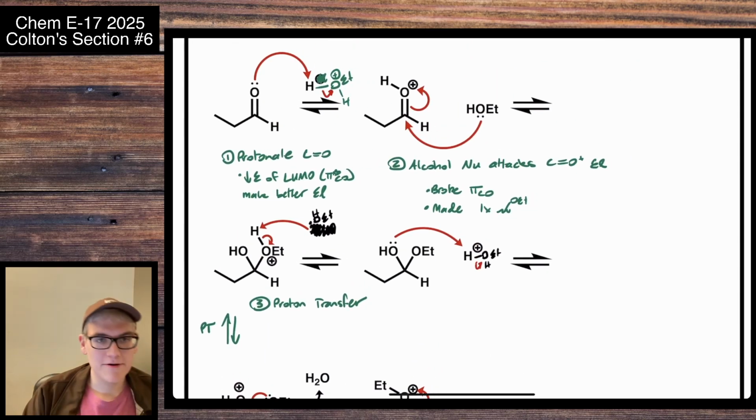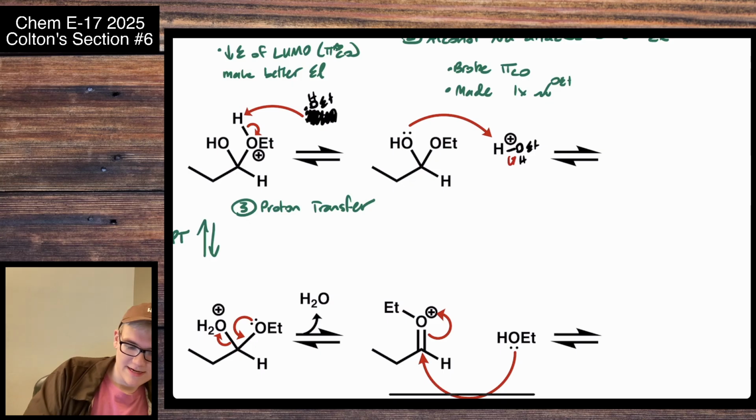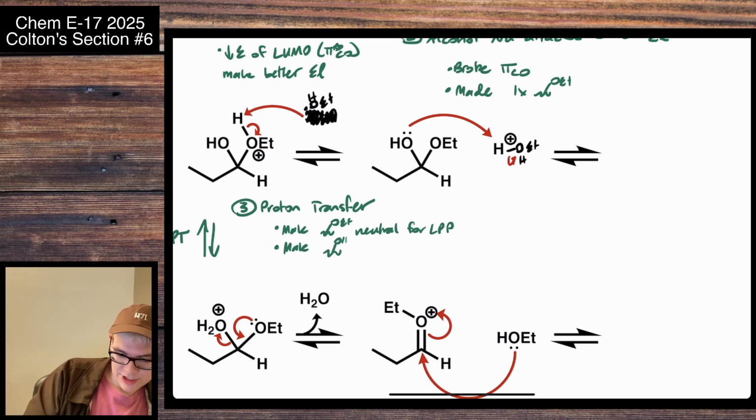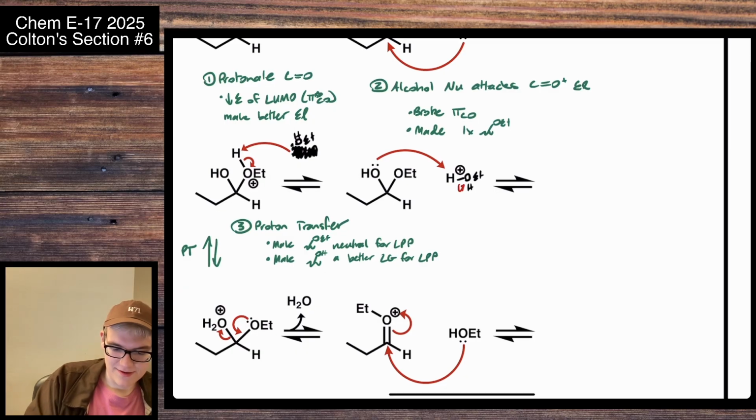I forgot to draw that arrow in the first one. Okay, so our protonation and proton transfer here. Our purpose is to make the OEt neutral for the lone pair push, and then to make OH a better leaving group for the lone pair push. So all of this step 3, these two steps together, is set up for the lone pair push.